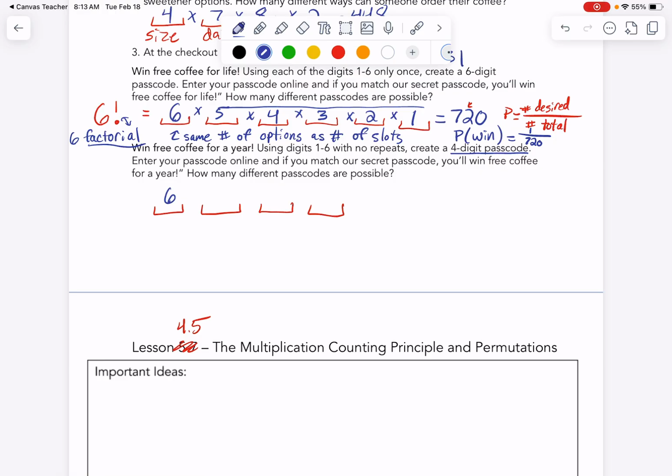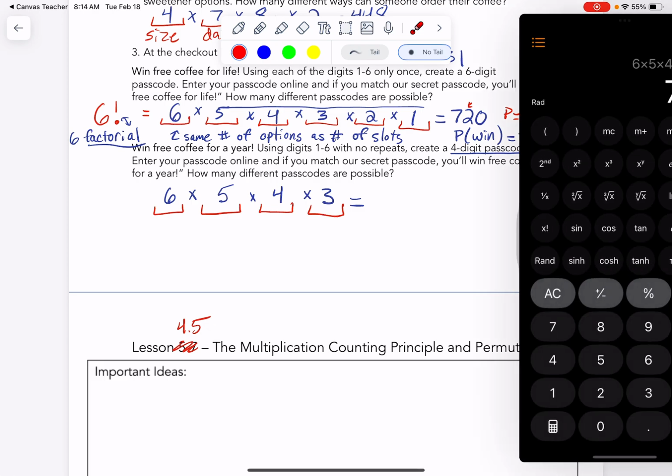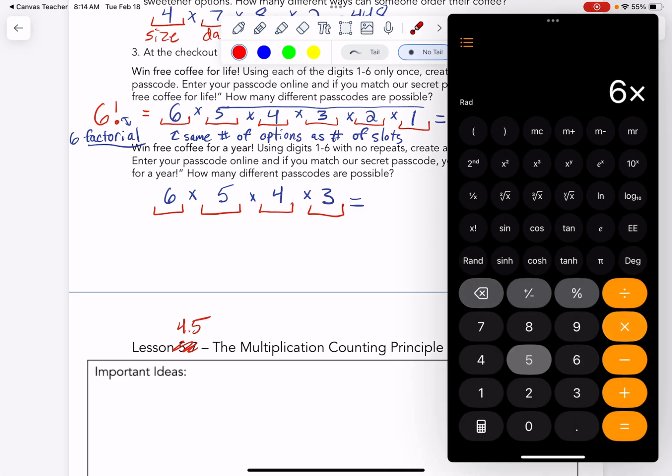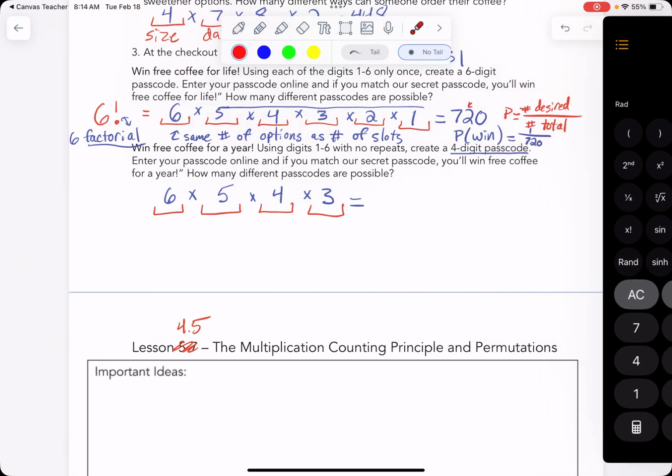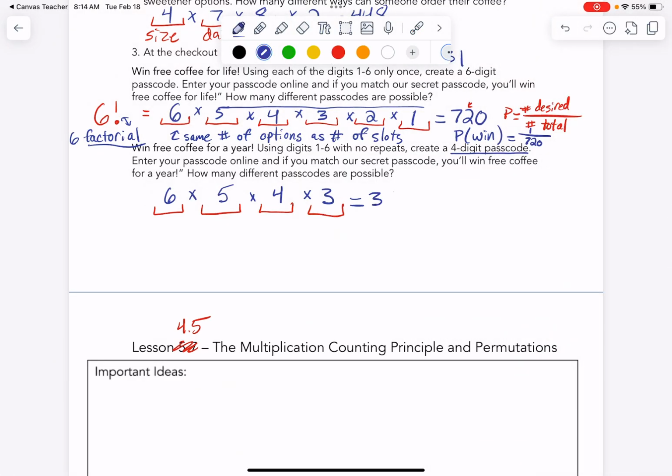In the second spot, we're still going to use up one of our options, and we're going to have 5 left. And then we're going to have 4 left, and then we're going to have 3. The only difference here is we're not going all the way down to 1. So really, you could just do 720 divided by 2, since we're no longer multiplying by 2 over here. But 6 times 5 times 4 times 3 is 360. So there are 360 different passcodes for this one.